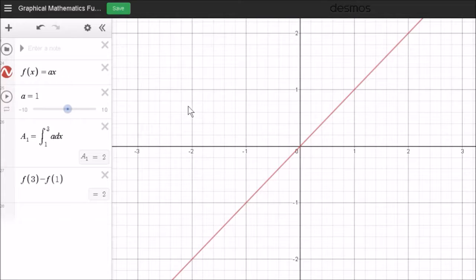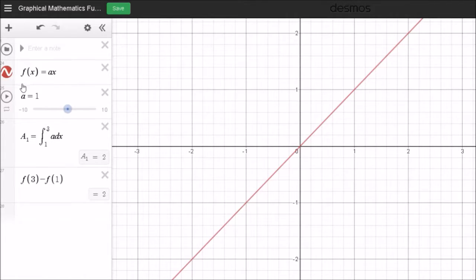Let's look at the fundamental theorem of calculus. This theorem relates differentiation and integration. So more simply, it tells us that slopes are related to areas, or equivalently, areas are related to slopes. So let's go ahead and we'll see why that is the case.